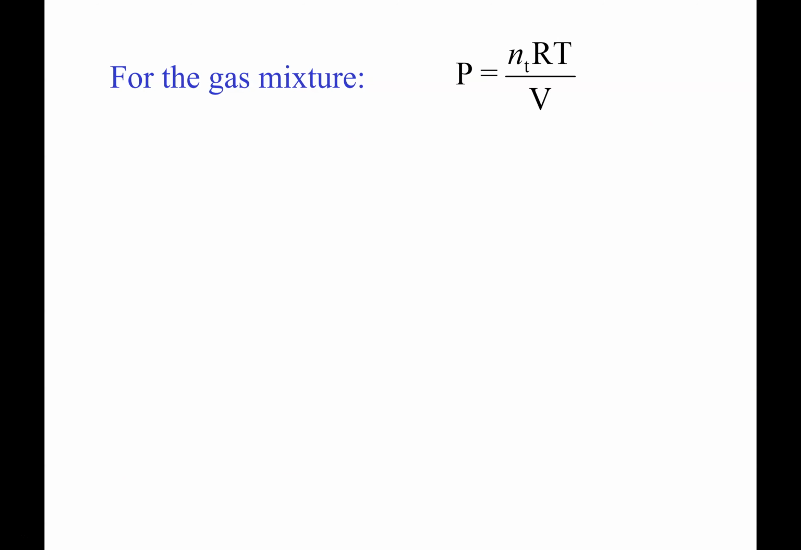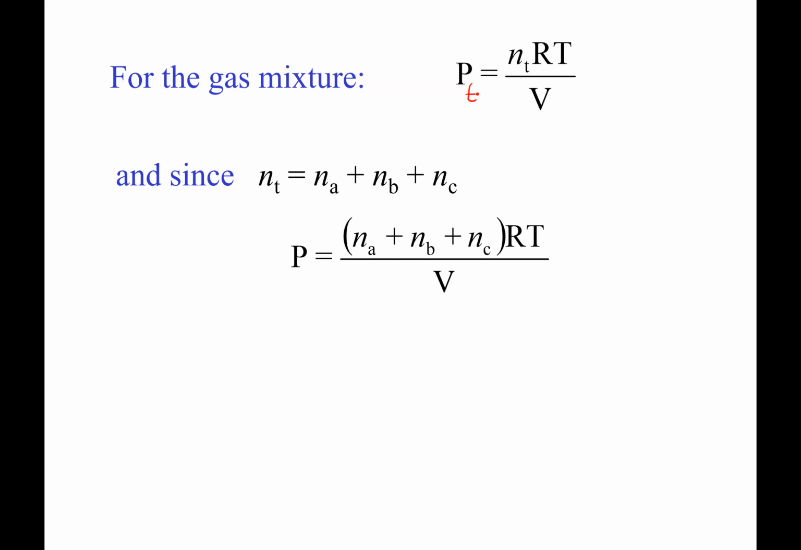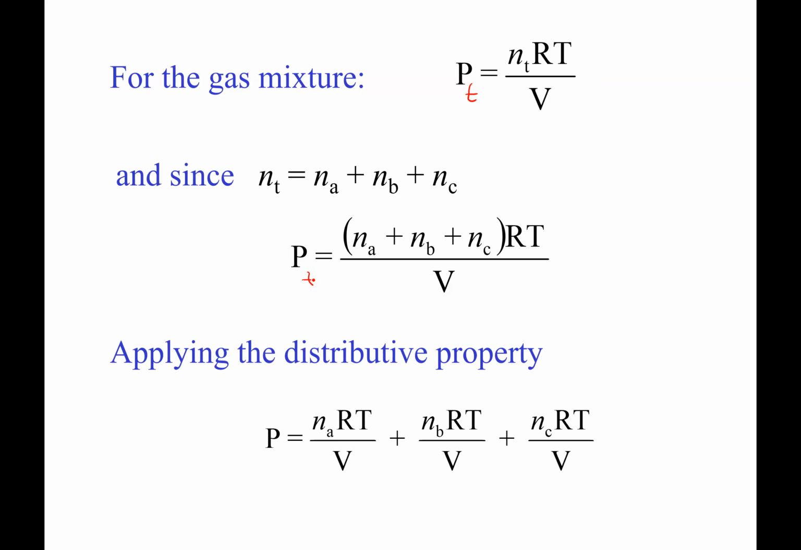So I'm going to put a little subscript T up here. The total pressure is equal to the total number of moles times R times T divided by V. Now we can distribute through, since N sub T is equal to moles of A plus moles of B plus moles of C. Then I can break this out, with the total pressure equal to moles of A times RT divided by V, plus moles of B times RT divided by V, plus moles of C times RT divided by V. Well, you know where I'm going with this.